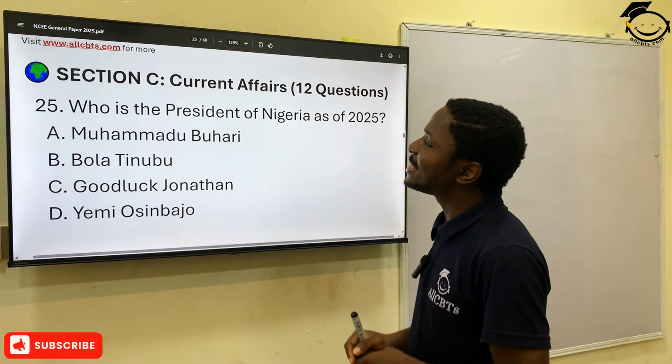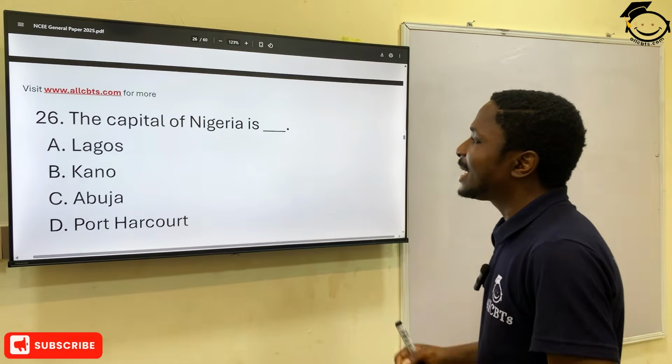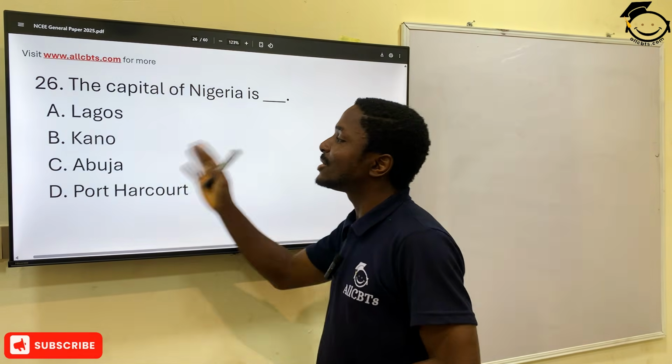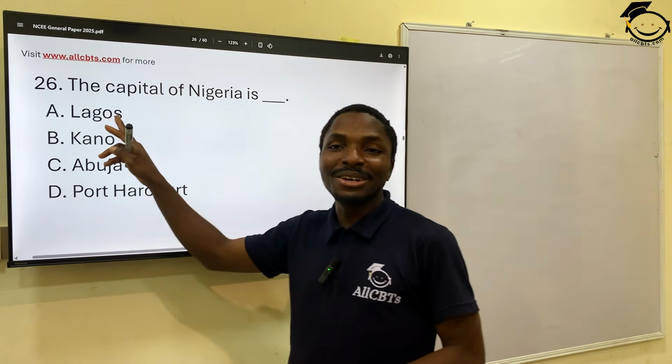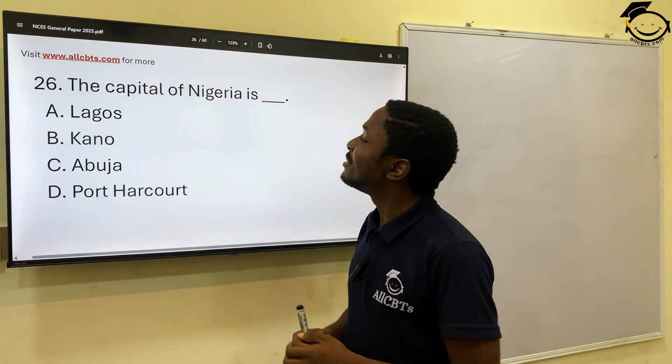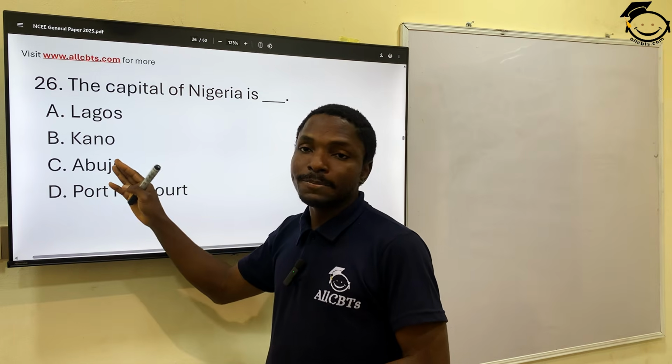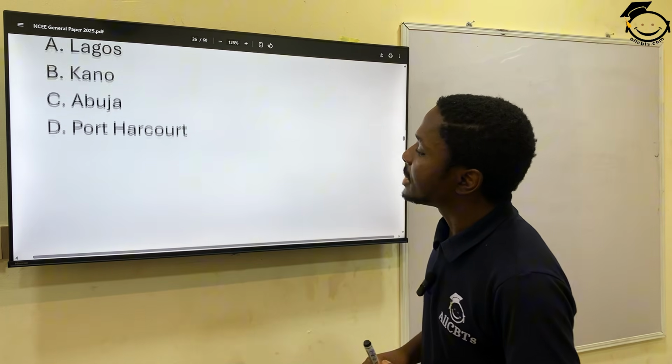And then 26, the capital of Nigeria is dash. Lagos, Kano, Abuja, Port Harcourt. Some persons may say Lagos. No, the capital of Nigeria is Abuja. Okay, so that's the correct answer, C.